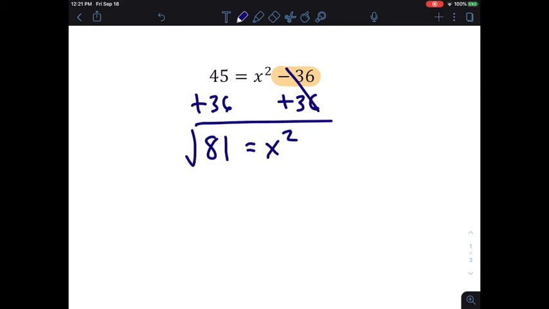And again, that opposite of a squared is a square root. So we have the square root of 81. Well, that's 9 times 9, so we know it's 9. So x is equal to 9.